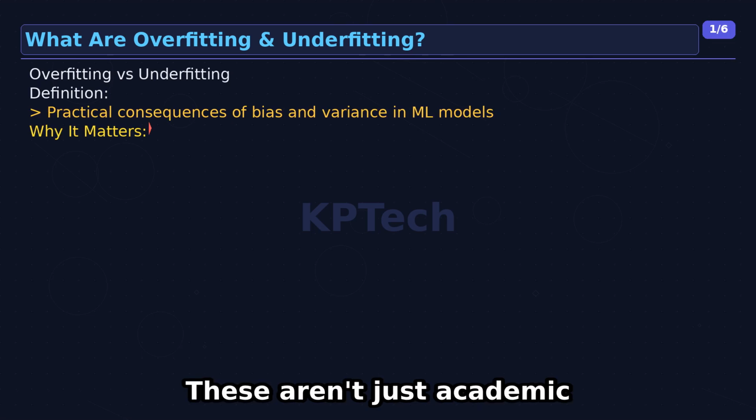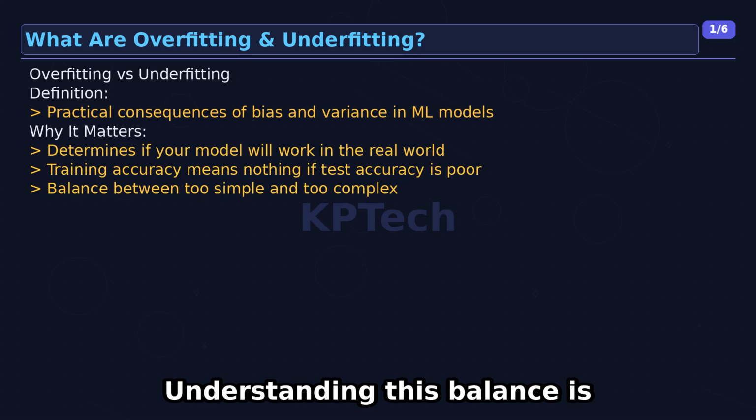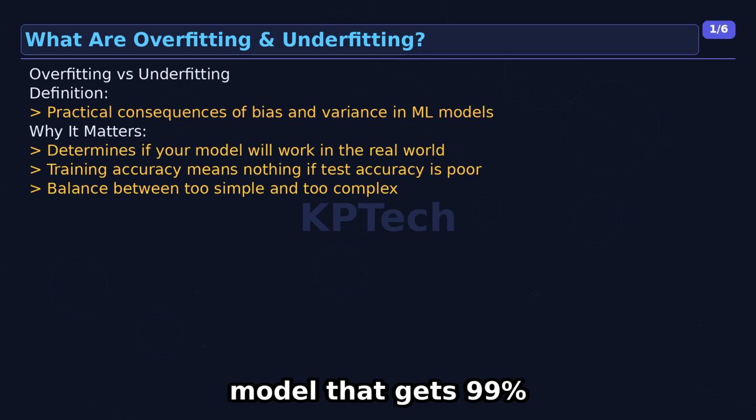These aren't just academic terms, they directly determine whether your model will actually work when you deploy it in production. Understanding this balance is the difference between a model that gets 99% accuracy in your notebook and one that actually solves real problems. Let's break it down step by step.